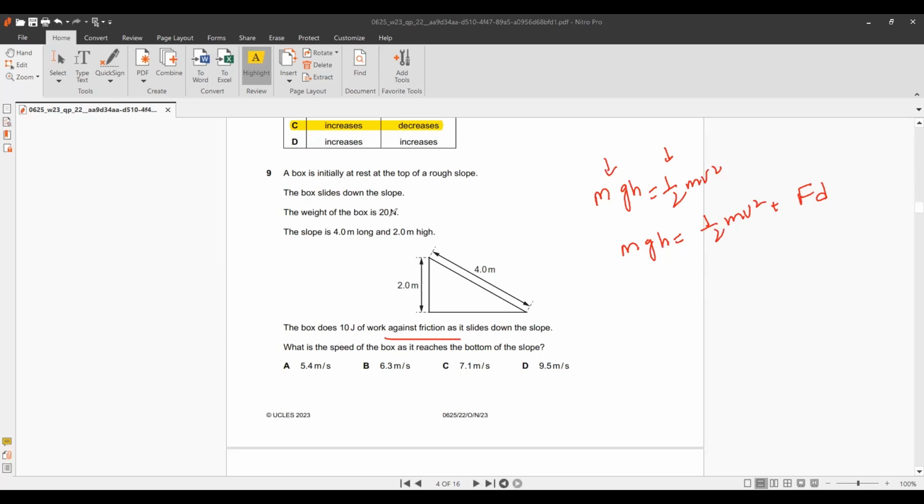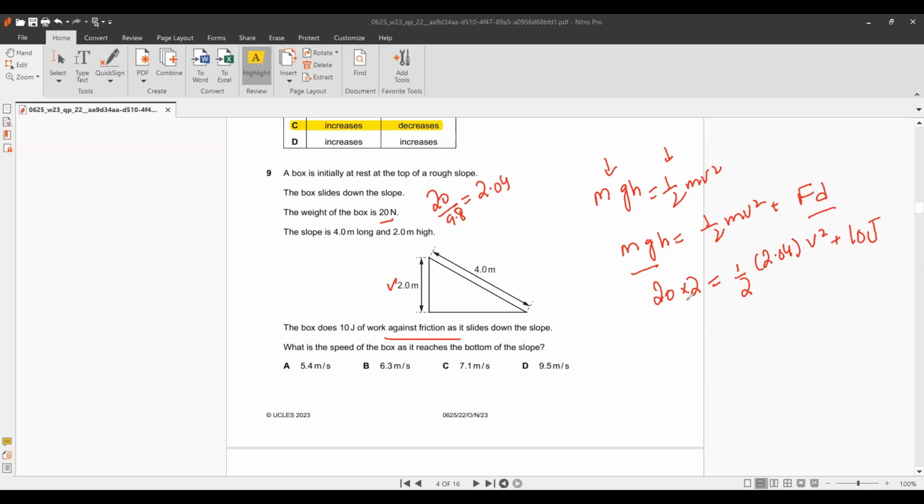So let's see, the weight of the object is 20 newtons. So in place of mg, we'll put 20. The height is 2 meters, equals 1/2 times the mass. Mass would be 20 divided by 9.8, which gives 2.04. And v squared we don't have, because that's what we need to calculate. And work done against friction is 10 joules. Are we clear up till here?